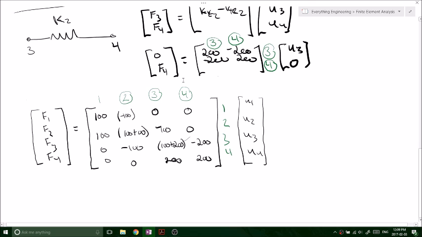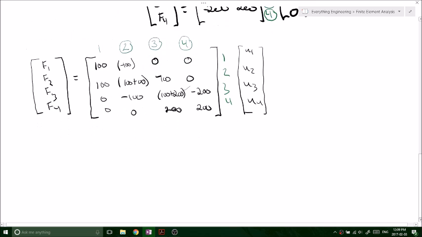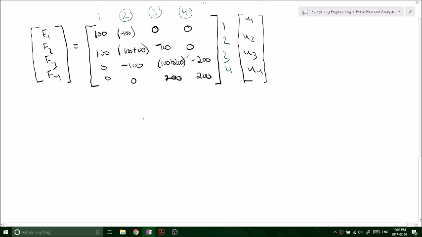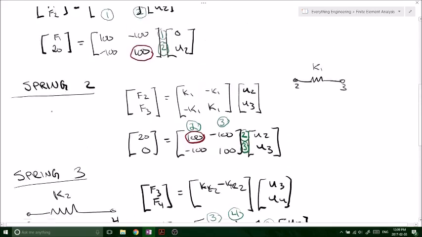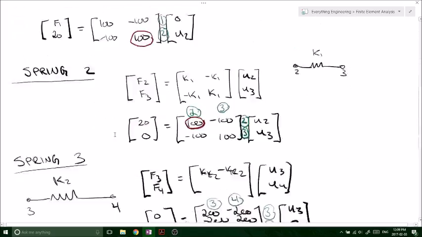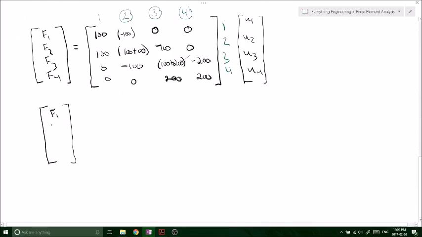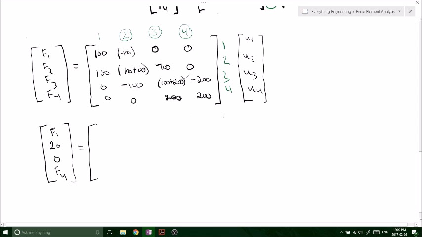Okay, so now what we want to do is start plugging in values into our system of linear equations. So we know that F1 will be some value, because remember we're at a fixed end support and there will be a support reaction. F2, if you look back, we have a 20 kilonewton applied force, so in the positive direction, and F3 was 0, and F4 will be another support reaction. And this equals our stiffness matrix times our displacement vector.